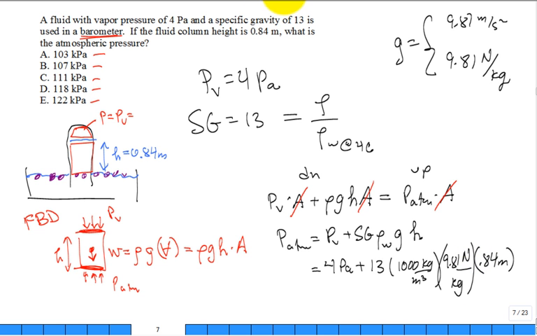Okay, so kilograms go. Newton per meter squared is a Pascal. You're going to be left with 4 plus the rest, right? And so this is 107 kilopascal. Makes sense? Okay, let's move on.